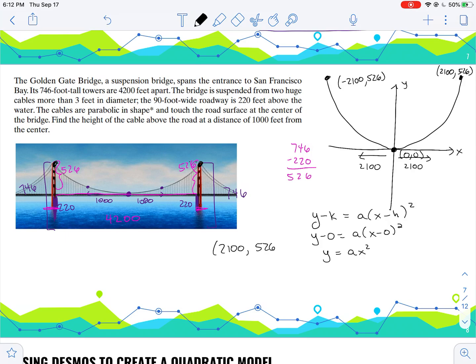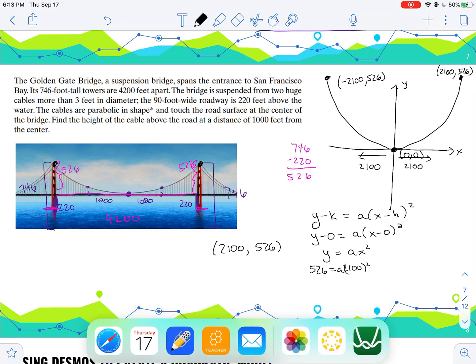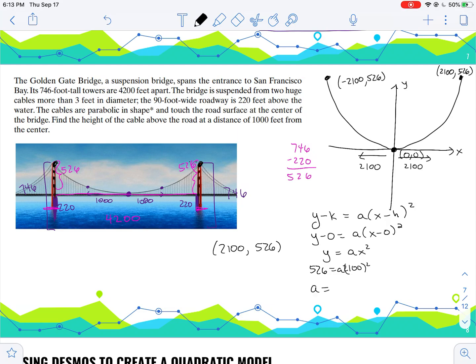Well, now we can use one of the points. I'm just going to use the point 2100, 526 as a point. So 526 equals 2100 squared times a. So I'm going to pull up Desmos again. Well, actually, I don't have to. I can just say that a is 526 over 2100 squared. So the equation for my parabola could be y equals 526 over 2100 squared times x squared.